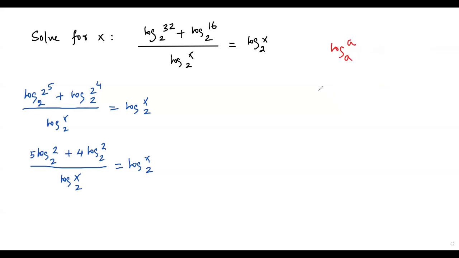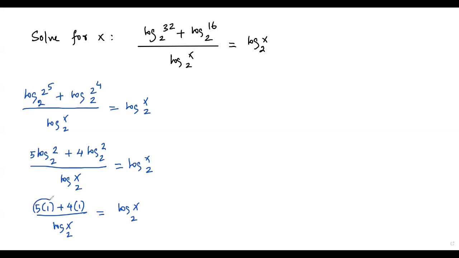Here in our logarithm, the base and the argument are the same. Over here, log 2 to the base 2, the argument is 2 and the base is 2, both are the same and also not 1. So what's the value of this logarithm? It's just 1. So we get 5 times 1 plus 4 times 1, since we have the same thing for this log 2 to the base 2, over log x to the base 2, and on the right side we write it as it is, log x to the base 2.